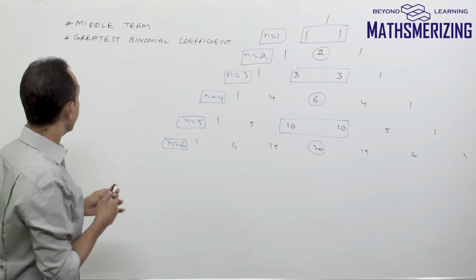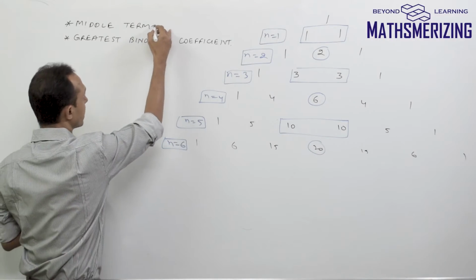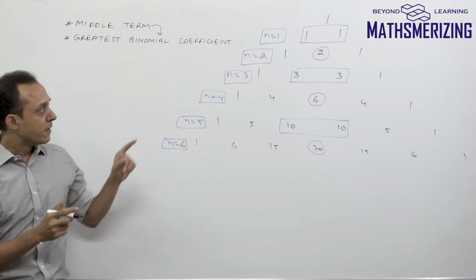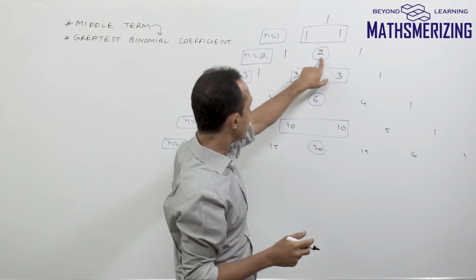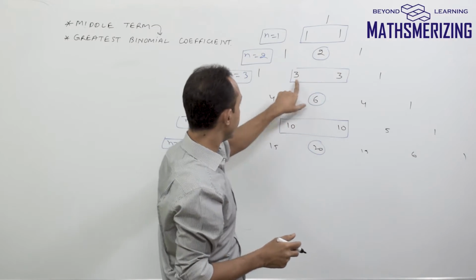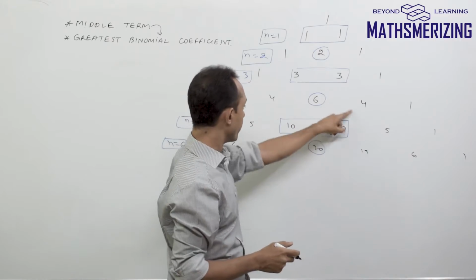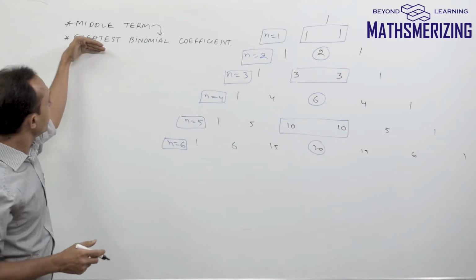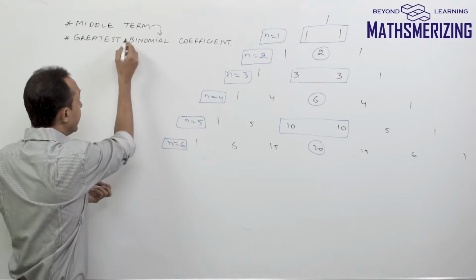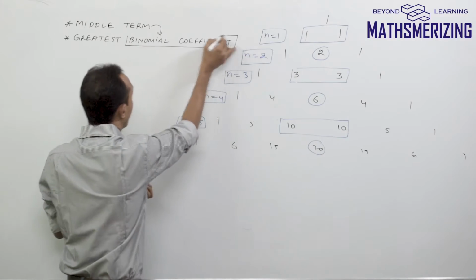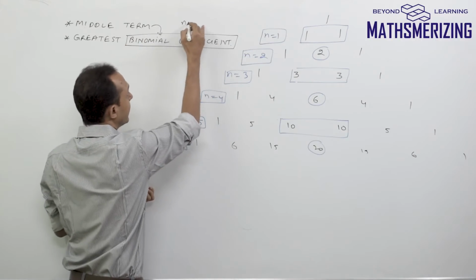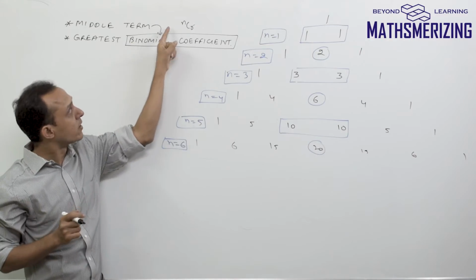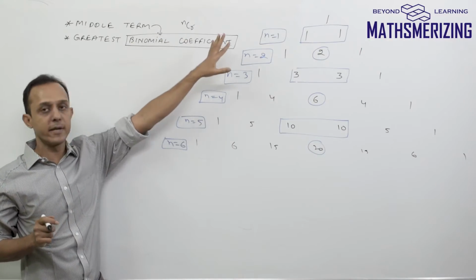Now we can also see that this middle term is related to the greatest binomial coefficient, because in the binomial expansion, the coefficient of the middle term, see here it's 2, which is greater than 1 and 1, 3 greater than 1 and 1, 6 greater than 4, 10 greater than 5, 20 greater than 15. So if we have to find the greatest binomial coefficient, and here we are just talking about the binomial coefficient, that is the greatest nCn-r in any expansion. So in the expansion, we are just going to consider the value of nCn-r and no other expression with it.